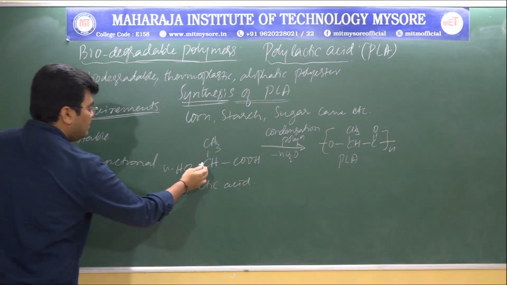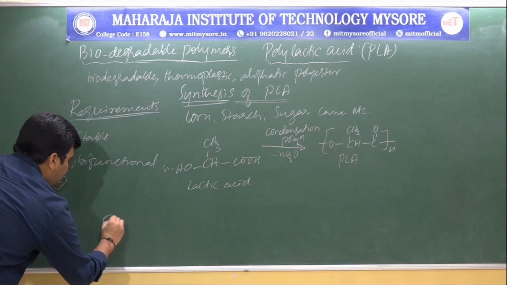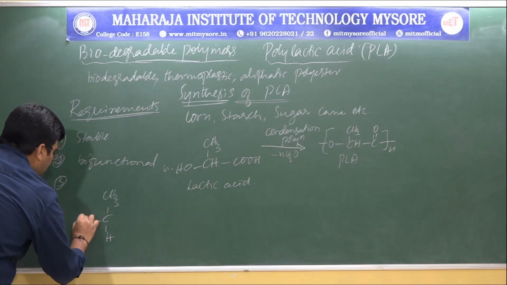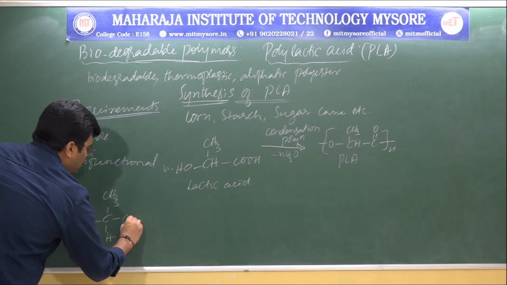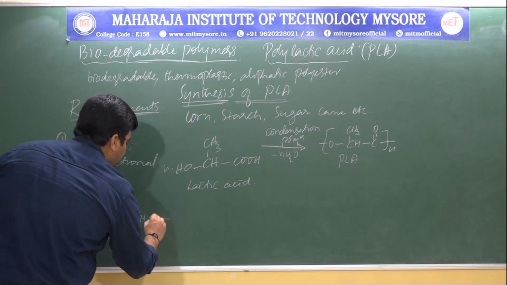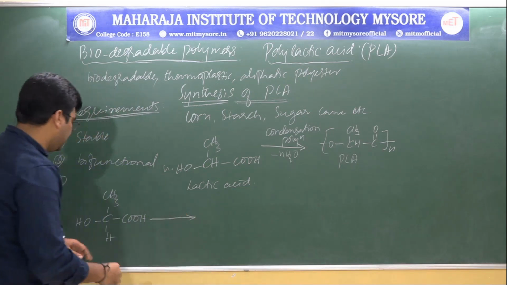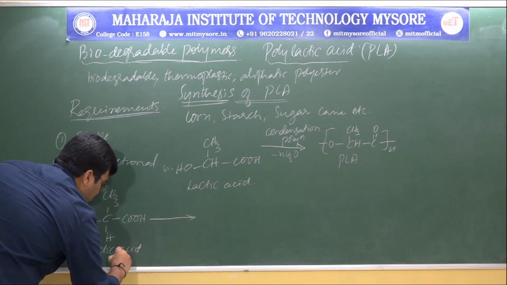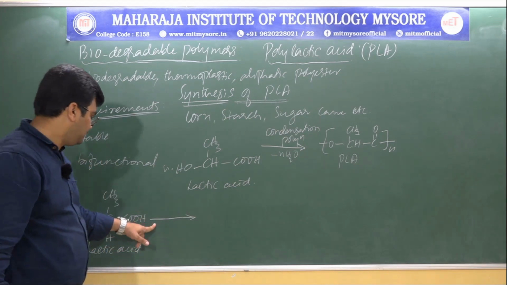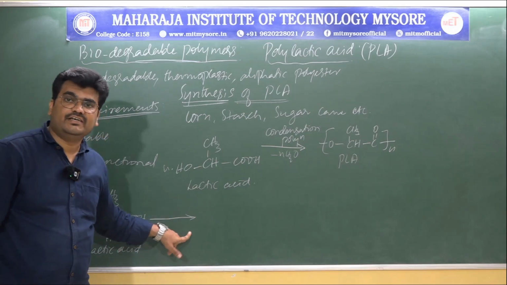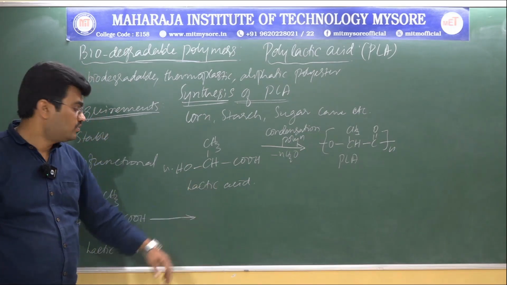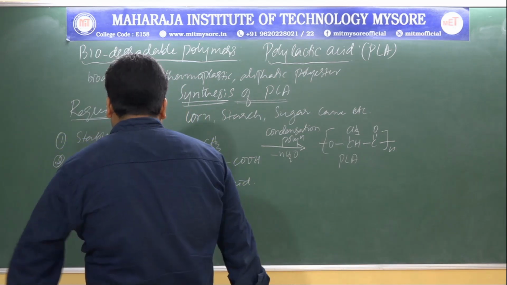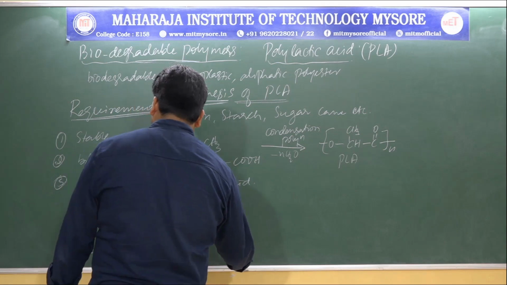So that's why I will take this in this form: CH3, OH, COOH, right? This lactic acid, the same lactic acid I have written in a different way. So lactic acid is oligomerized and catalytically converted into lactide monomer. If you write the structure of the lactide monomer, it will become like this, right?